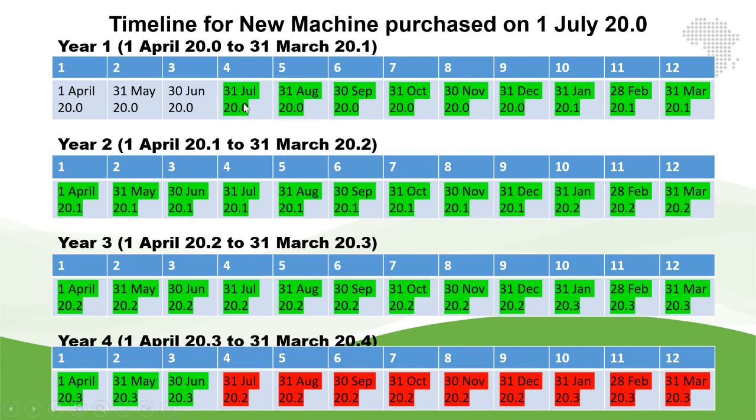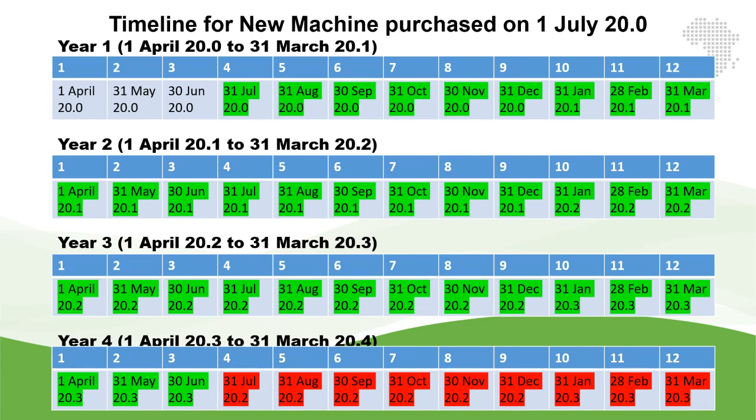We ask ourselves, how many months did we have this asset under year 1? It was July, August, September, October, November, December, January, February, March, which is 9 months. So when you calculate the depreciation for year 1, you say 60,000 rand, because we're using the straight line method, multiplied by 25%, which is the depreciation rate given, multiplied by 9 over 12, because it was only with Boxer Traders for 9 months.